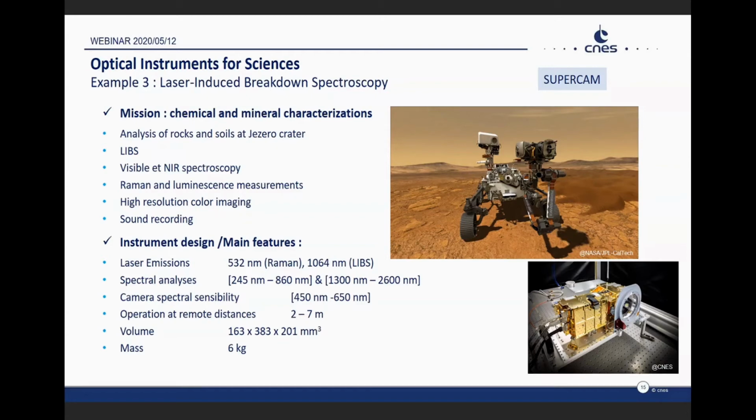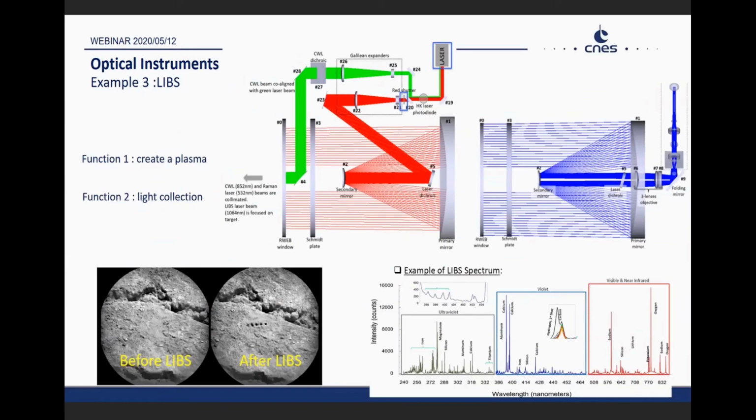The design difficulties were to perform the emission and collection optical function with the same telescope, with strong environmental and volume constraints. Optical design of the two functions are illustrated here. Left, the laser emission with LIBS. The LIBS laser is focused on the rock.